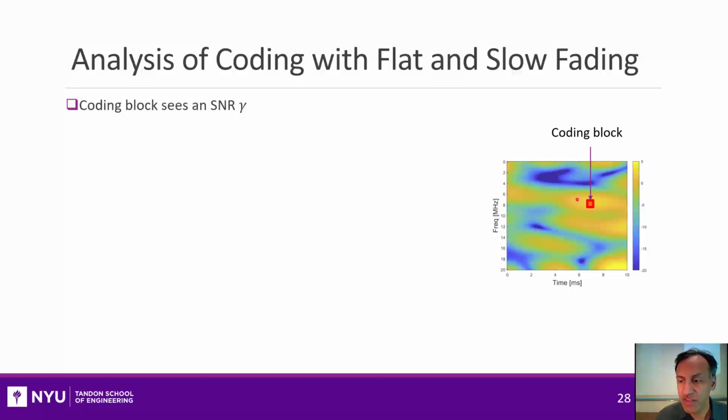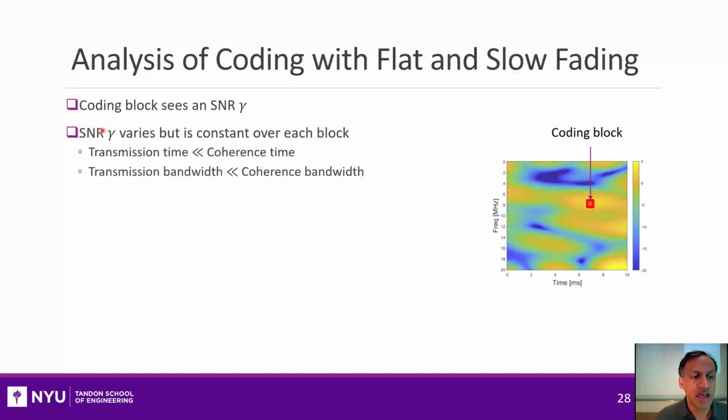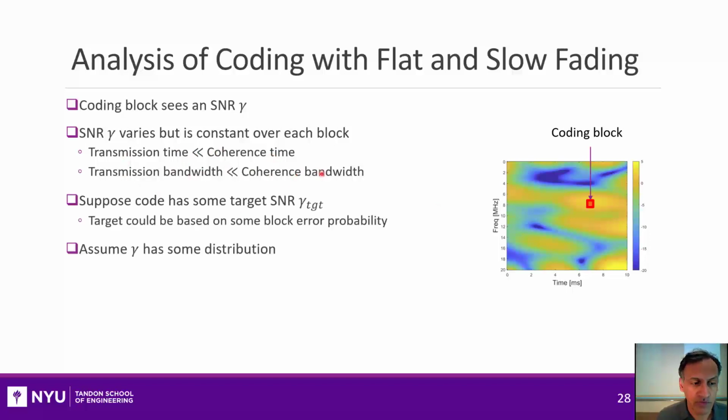So in this case, visually, you can think of transmitting a very small block relative to the variations in frequency, i.e. relative to the coherence bandwidth, and very short relative to the coherence time. So in this case, that coding block would see some SNR, let's call it gamma, and that SNR may vary over time and frequency, but within that block, we can consider it constant, just like I've shown here, meaning the transmission time is much smaller than the coherence time, and the transmission bandwidth is much smaller than the coherence bandwidth.